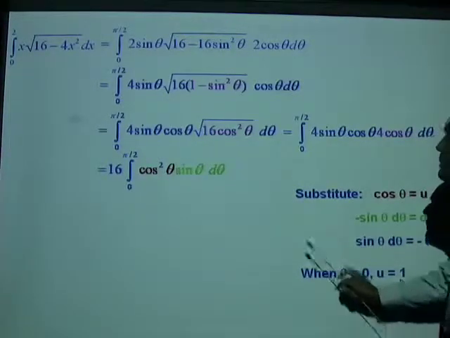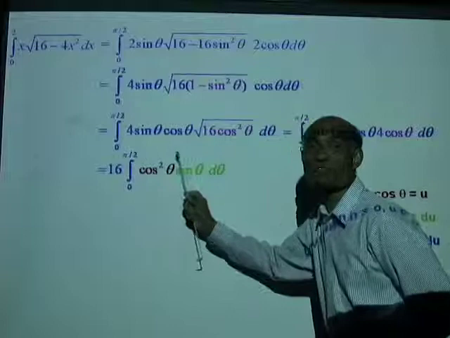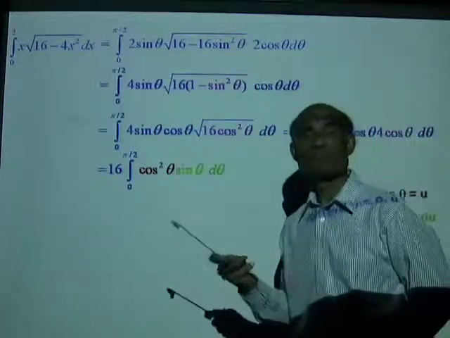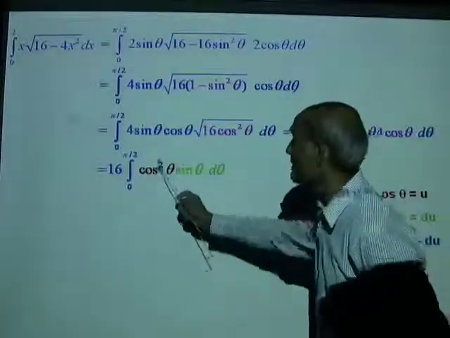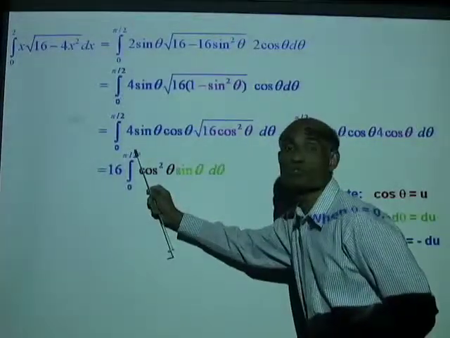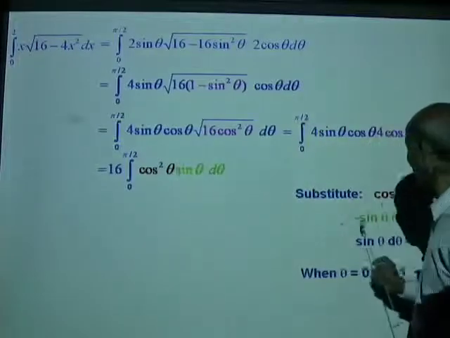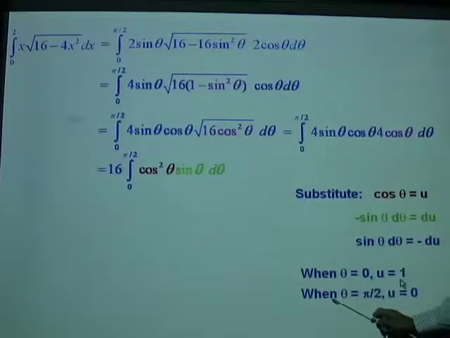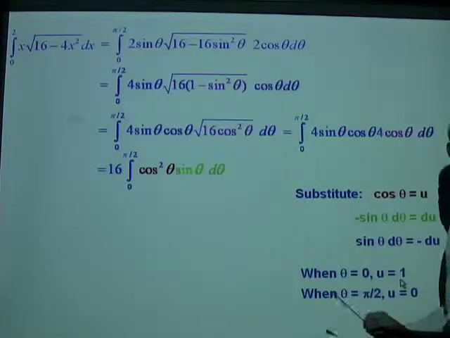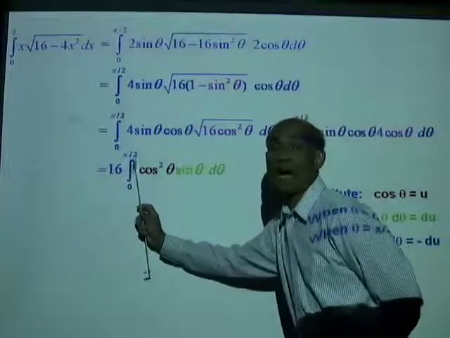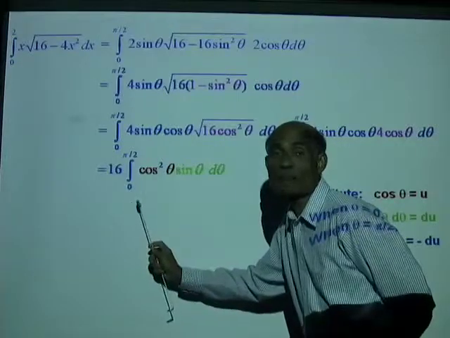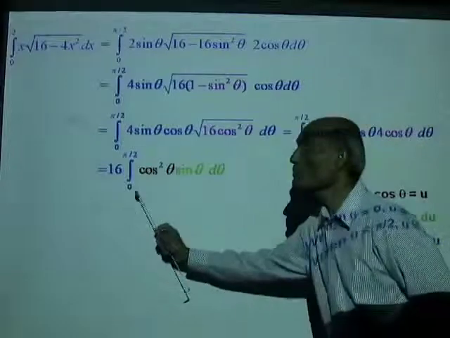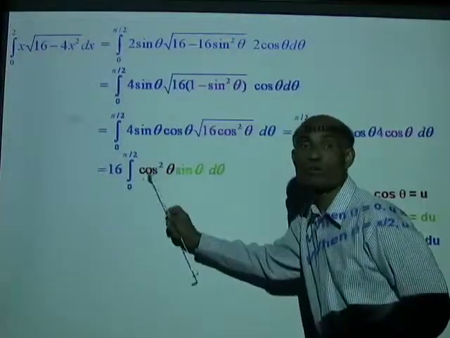And when theta equal to pi by 2, tell me, what is cos of pi by 2? Cos of pi by 2 is 0. That means when theta is pi by 2, u will be 0. So, our limits now become, what will be our limit? Our limit will be u equal to 1 to 0.